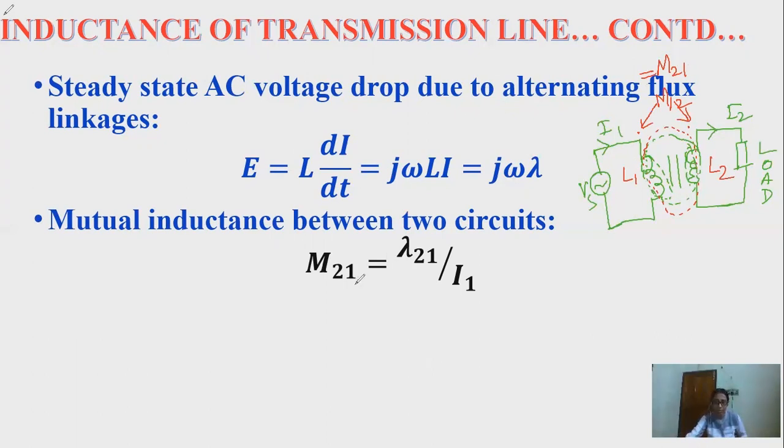So this equation can be written as M21 equals lambda 21 divided by I1. That means the mutual inductance of conductor 2 is nothing but the flux linkage produced for conductor 2 due to the current I1 flowing through conductor 1. That's why we can write this expression as M21 equals lambda 21 divided by I1.